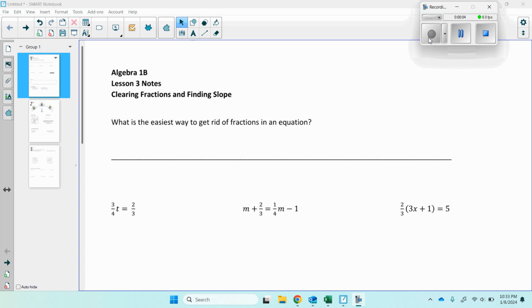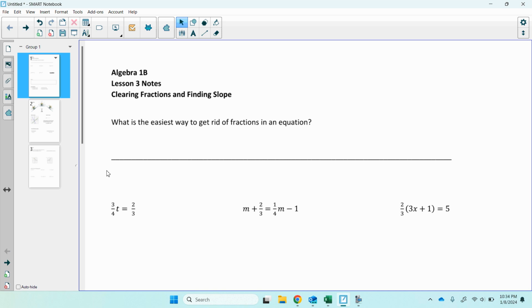Today we are looking at the Lesson 3 notes in the Unit 1 notes packet, so please follow along. This lesson covers clearing fractions and finding slope. So it's a continuation of Lesson 2, solving equations, and then kind of introducing the second half of the unit, which is all about graphing.